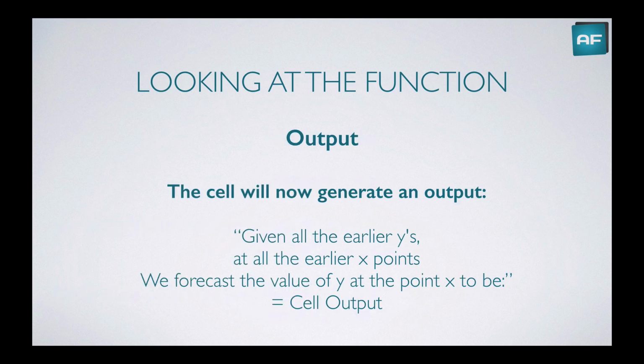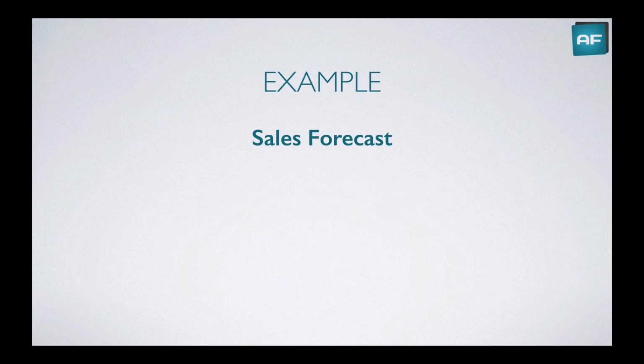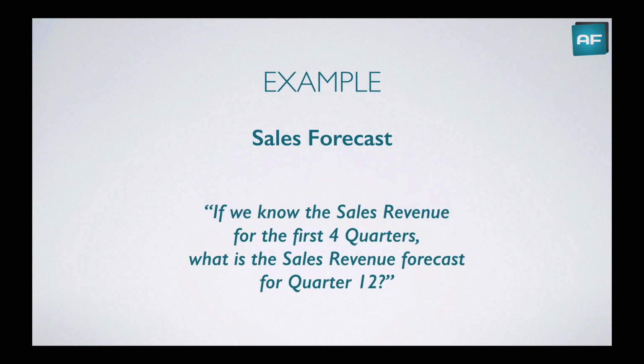And then finally, you'll get the output. The cell will now generate an output, and in spoken English, this would be: given all the earlier Y's, at all the earlier X points, we forecast the value of Y at the point X to be, and that'll be the cell output that you have in your Microsoft Excel forecast function. Alright, so let's go to an example. You've heard me mentioning it earlier, but we're going to do a sales forecast. So this is the question. If we know the sales revenue for the first 4 quarters, what is the sales revenue forecast for quarter 12?